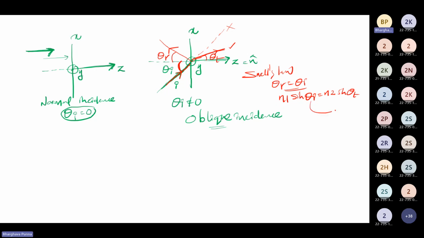This is the relation between theta I and theta t. And the first one is the relation between theta r and theta I. It is not eta 1. It is N1, the refractive index. It is not impedance. This is N2, the refractive index of medium 2. It is not impedance. We are going to see these things in the upcoming classes.